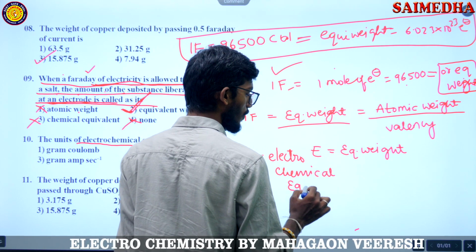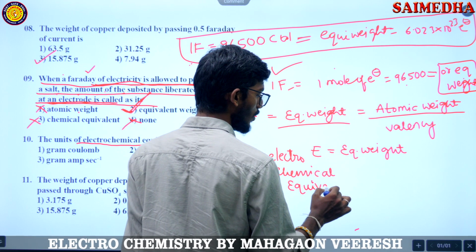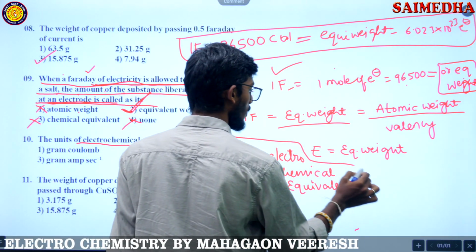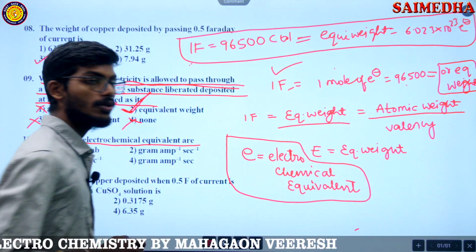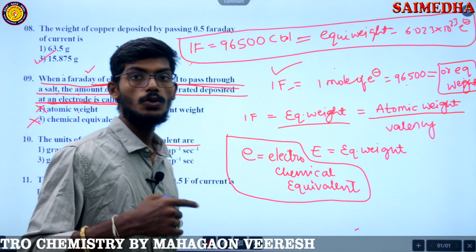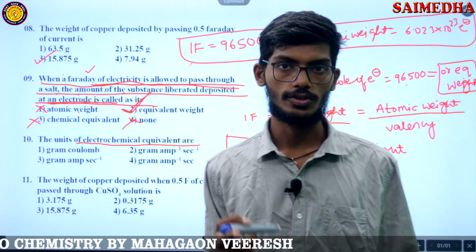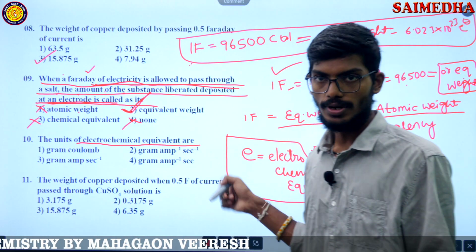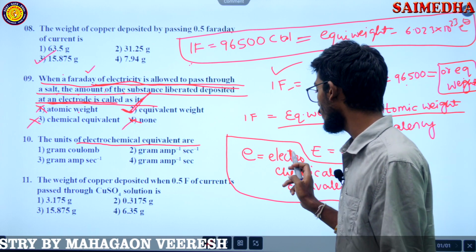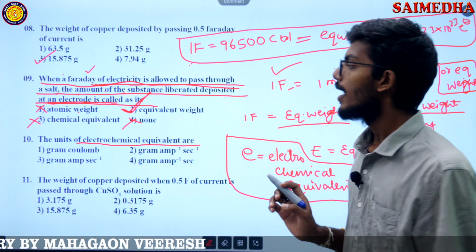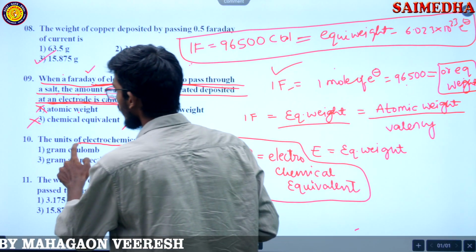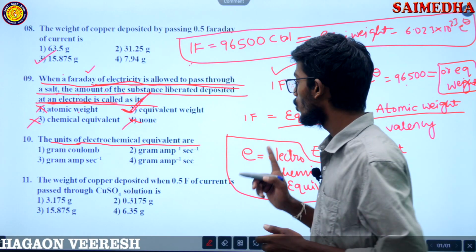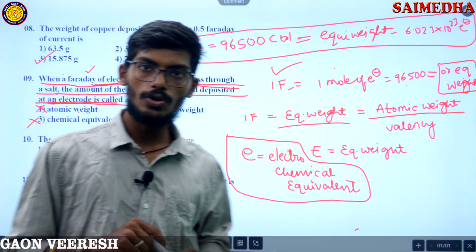Electrochemical equivalent. Okay, so small e means what? We know the relation, small e is equal to capital E by F. That relation is also there. We know the unit. That is what? Electrochemical equivalent is nothing but this small e. Now he is asking what? Units of this electrochemical equivalent.